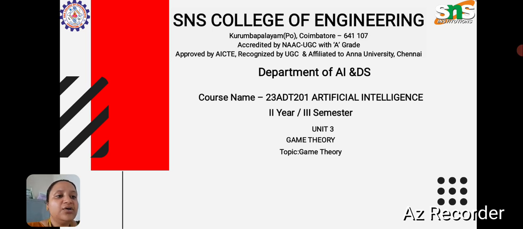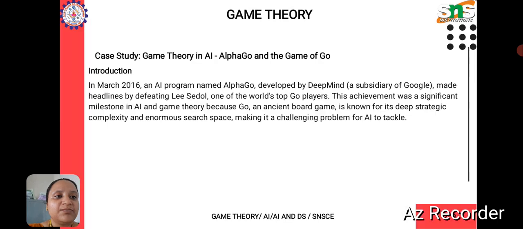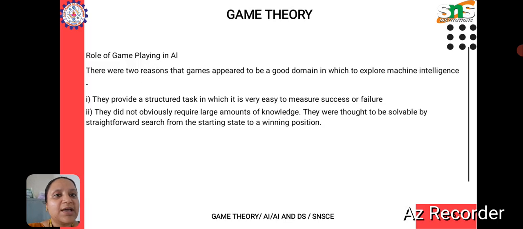So today we are here with a new topic, and that is unit 3 called game theory. In this game theory, we have n number of topics related to game theory and the process that is involved in it. The first topic is what is game theory. So we'll see what game theory is, what all the processes of game theory are, and how it is involved.